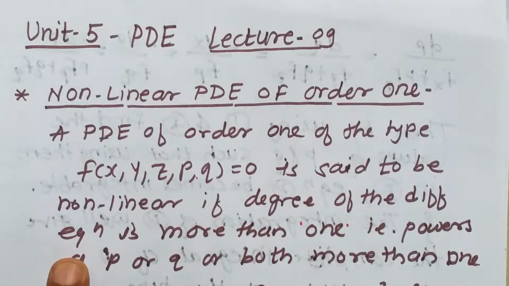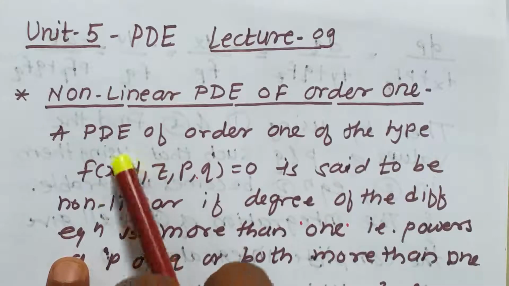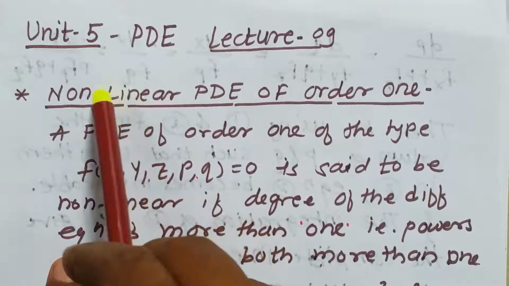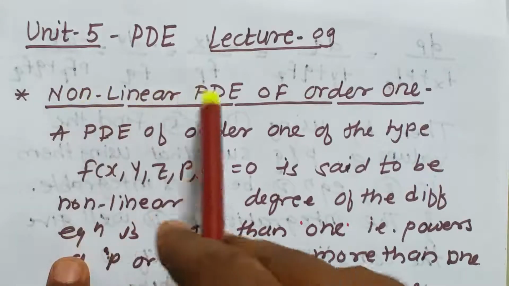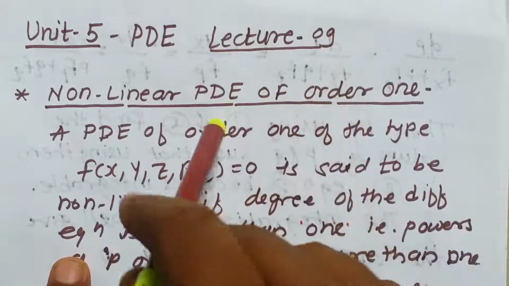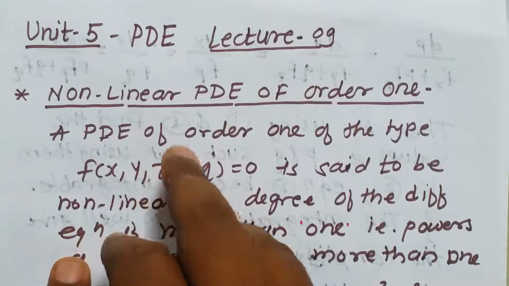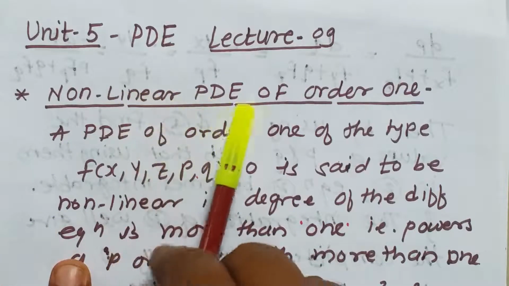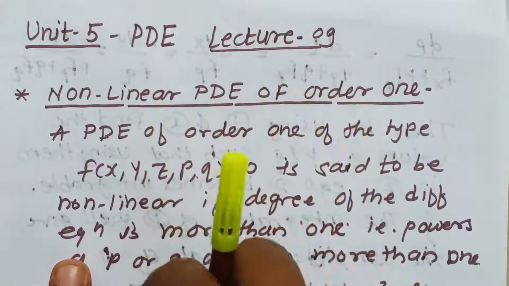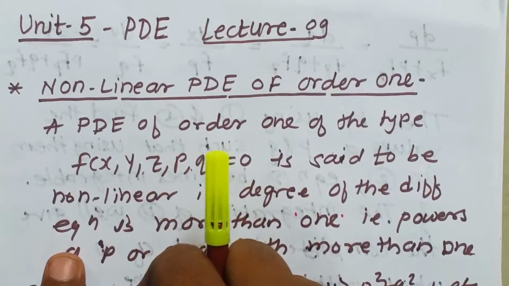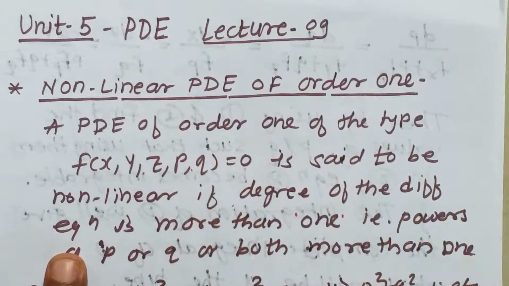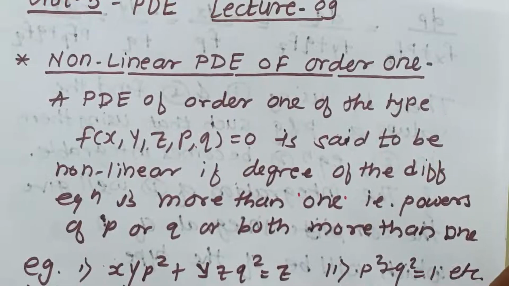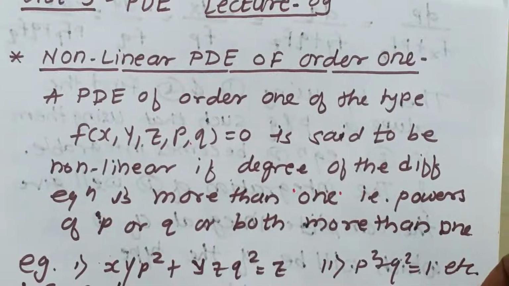In this lecture we are going to start the next topic of this unit, that is solving nonlinear partial differential equation of order 1. So far, up to the previous lecture, we have discussed how to solve a linear partial differential equation of order 1. For that we applied method of grouping and method of multipliers to solve them. Now we'll discuss solving nonlinear partial differential equation of order 1.